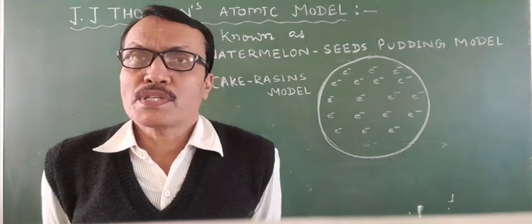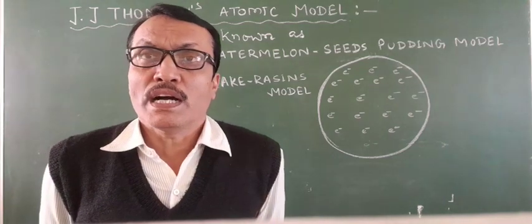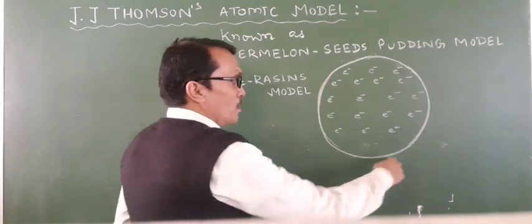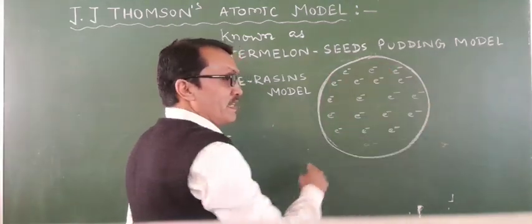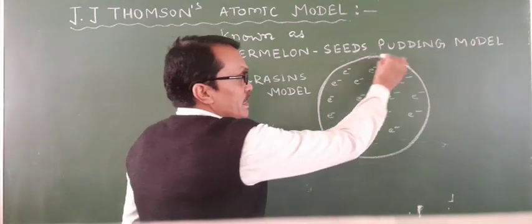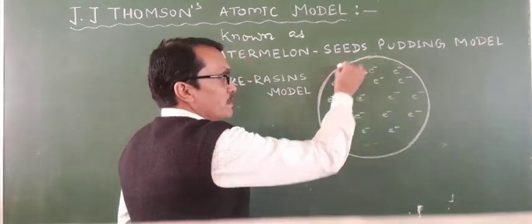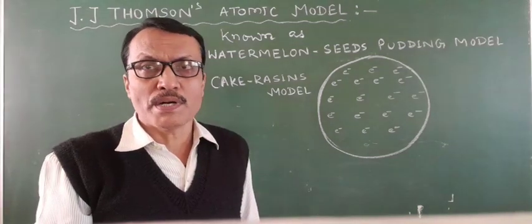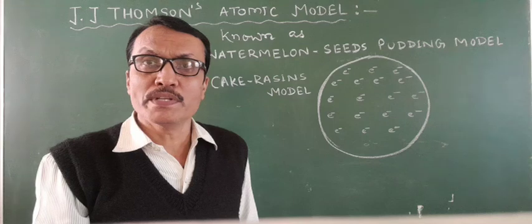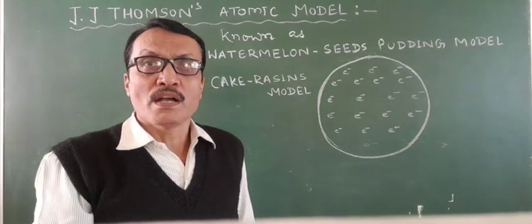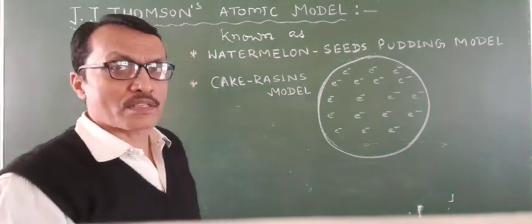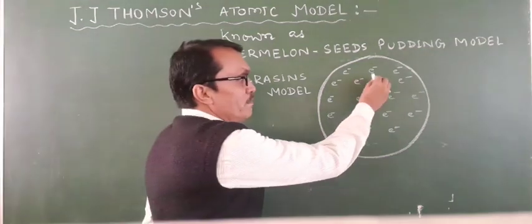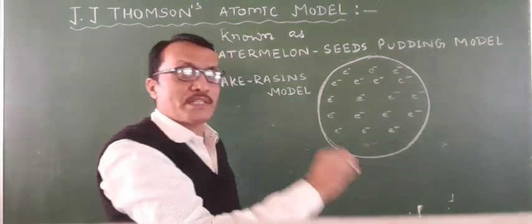Students, according to J.J. Thomson, an atom is a hollow sphere in which positively charged particles are uniformly distributed and the negatively charged particles, say electrons, are embedded into it.